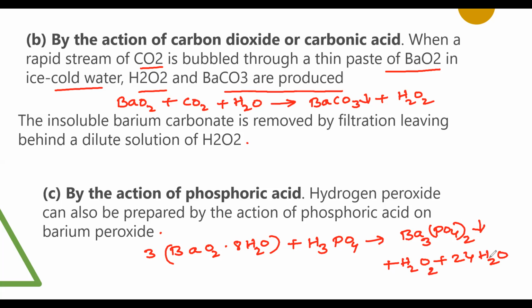Because we are taking 3 moles, we get 3 moles of hydrogen peroxide. In this way we prepare hydrogen peroxide. The barium phosphate precipitate is decomposed with dilute sulfuric acid to give phosphoric acid, which can be reused. So this is the third preparation. In total, from barium peroxide we have 3 preparations, and from sodium peroxide we have 1 preparation.